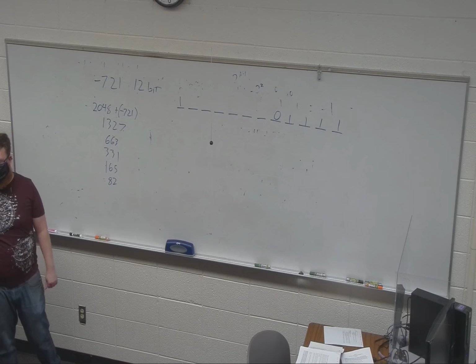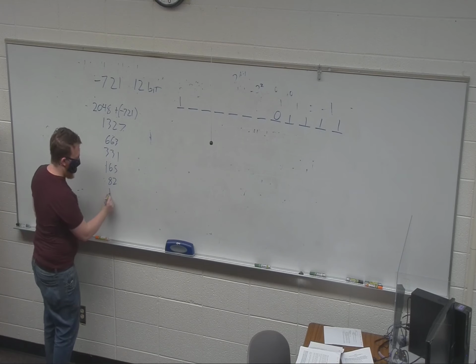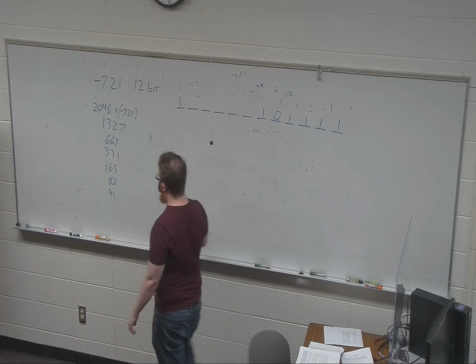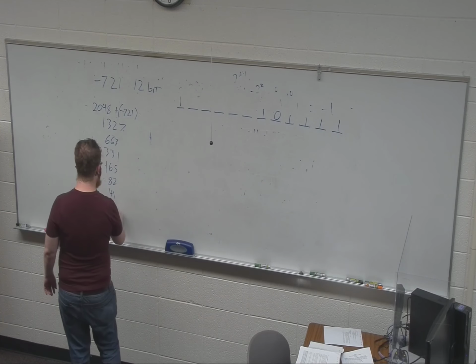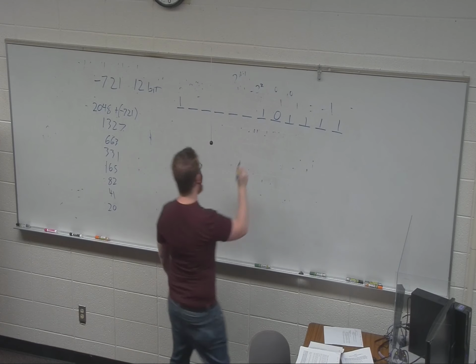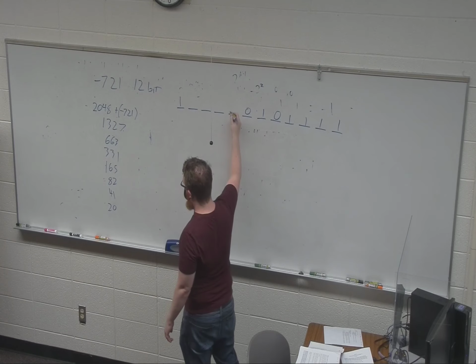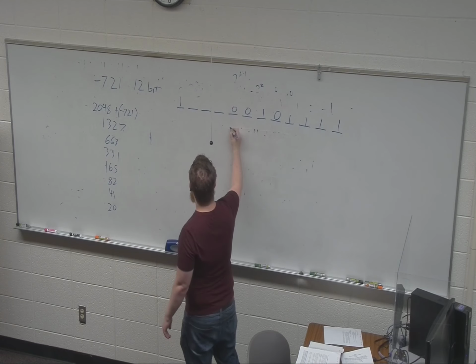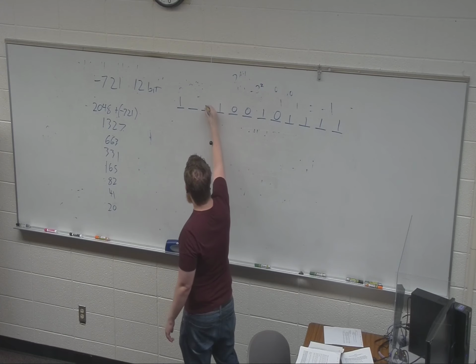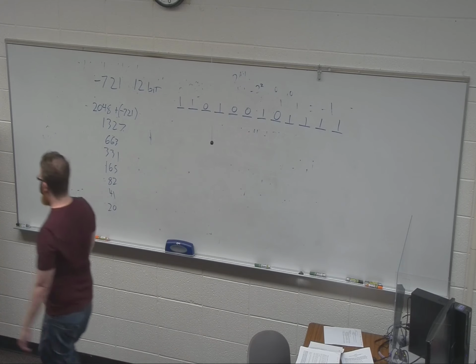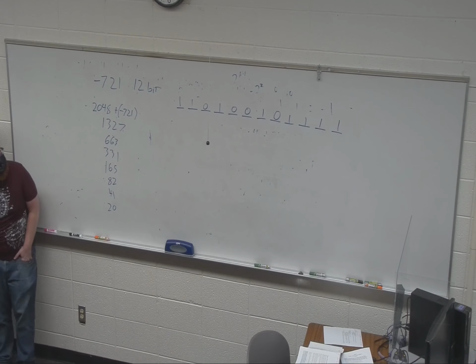Next number, 41. I have a remainder. No. Yes. Next one, 20, without a remainder. Yes. And the next one's going to be 10 with no remainder. 5. 2, with the remainder. No. 1. Okay, so doing the division route, it looks like we got ourselves a 1101.